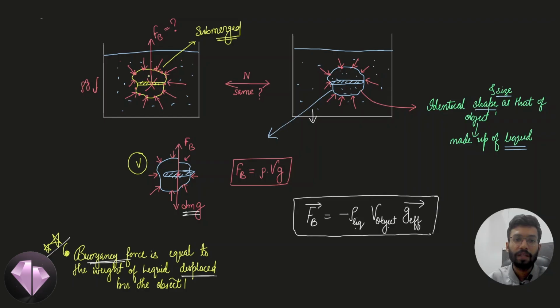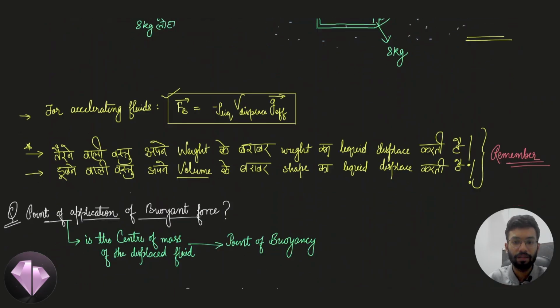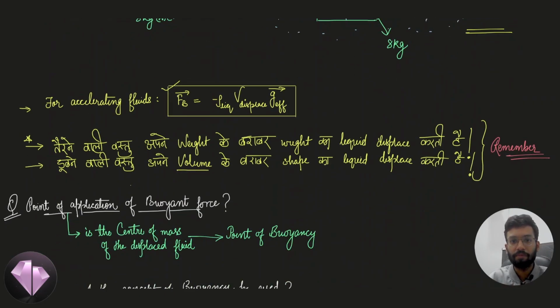So डूबने वाली वस्तु अपने वॉल्यूम के हिसाब का फ्लूइड डिस्प्लेस करती है और तैरने वाली वस्तु अपने वेट के हिसाब का लिक्विड डिस्प्लेस करती है. So this is the difference you need to remember. तैरने वाली वस्तु is related with the weight of the liquid displaced, and डूबने वाली वस्तु is related to the volume of the liquid displaced. Just make sure, note this difference, right?